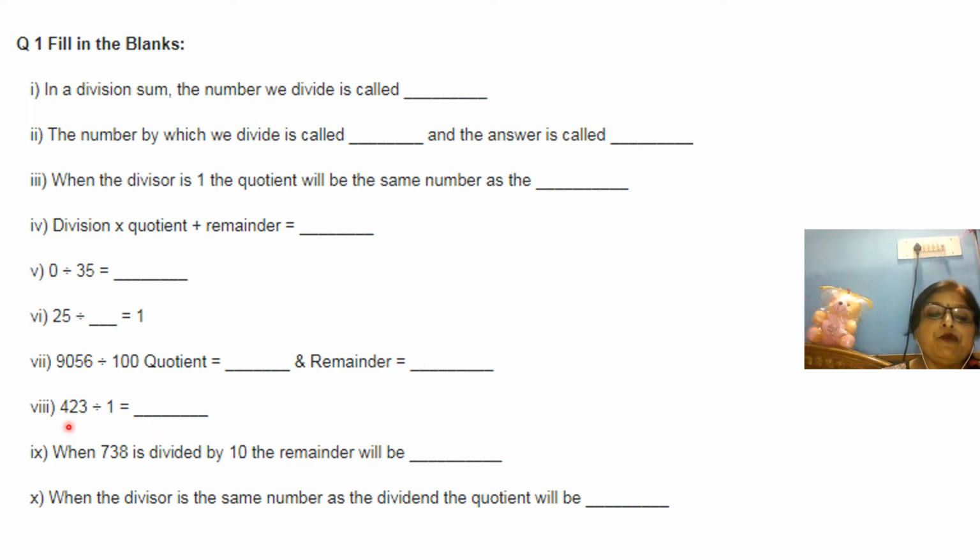Next one, when 423 is divided by 1, then what is the answer? Next one, when 738 is divided by 10, then what is the remainder? When the divisor is the same number as the dividend, the quotient will be what? You will have to write the right answers here.